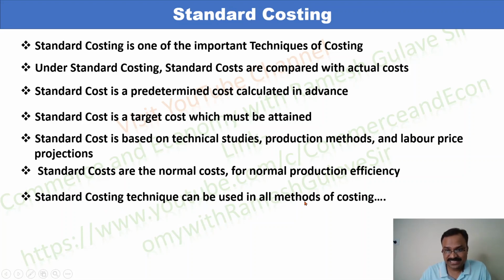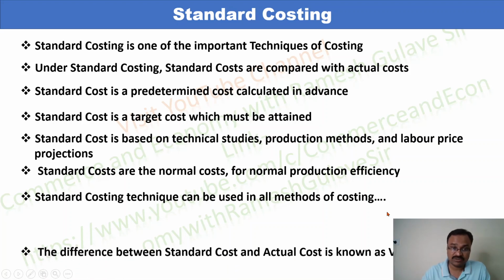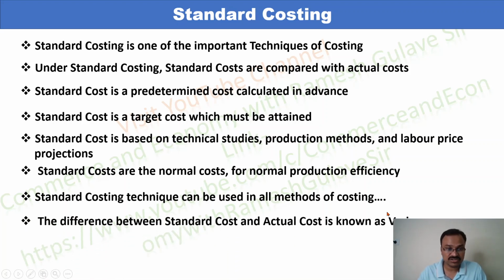Right. See friends, there is a difference between methods of costing and techniques of costing. We can use a technique of costing under any method of costing, right? So this statement says that standard costing technique can be used in all methods of costing like job costing, process costing, batch costing. So under all these methods, we can use this standard costing technique. This is one of the important points related to standard costing.